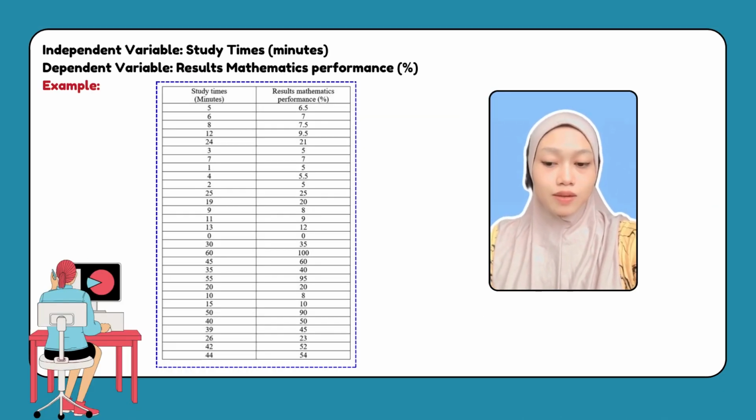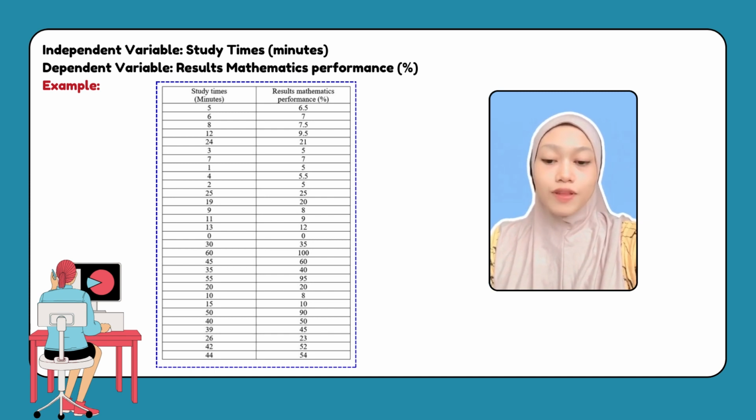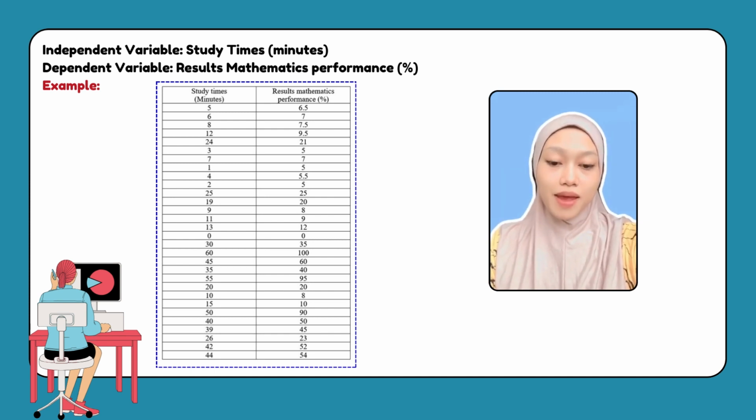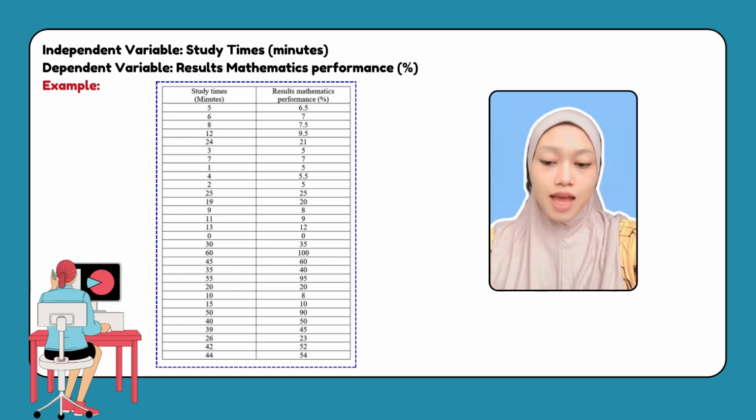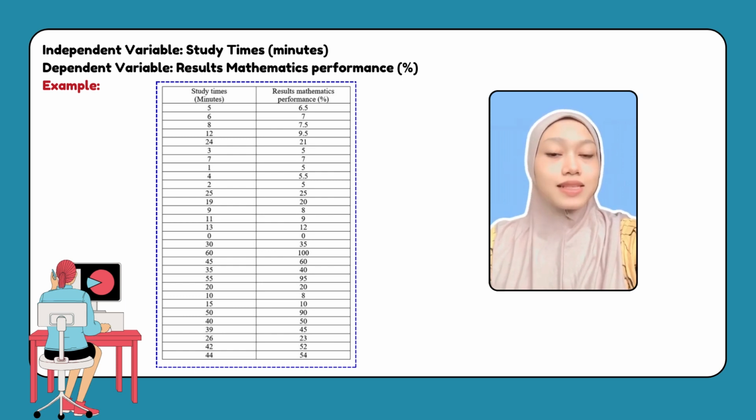Part B. Find one set of data that has one independent variable and one dependent variable. For this question, the independent variable is study time in minutes and the dependent variable is the result of mathematics performance in percent. This is an example for this question.